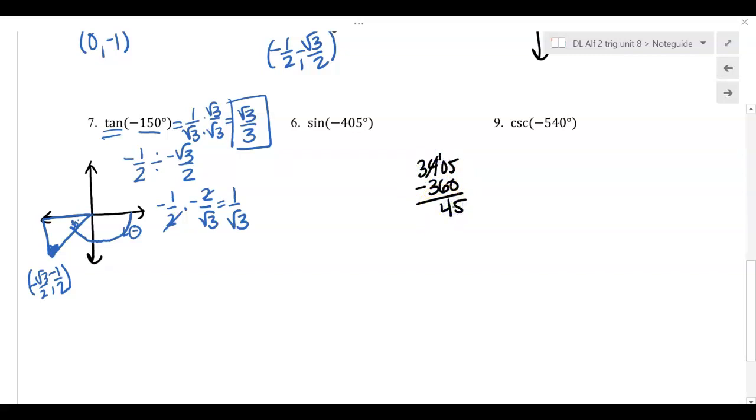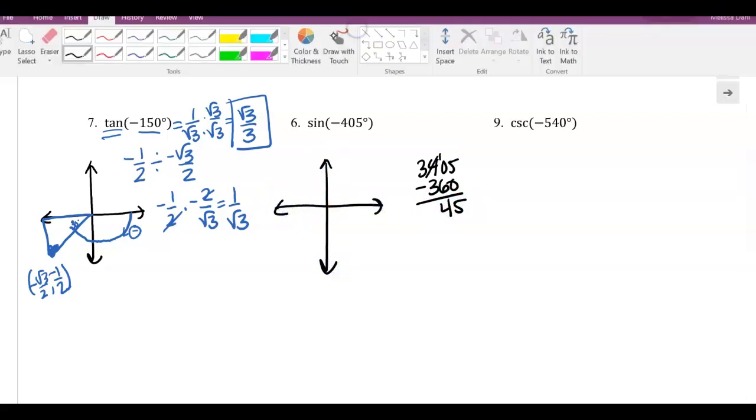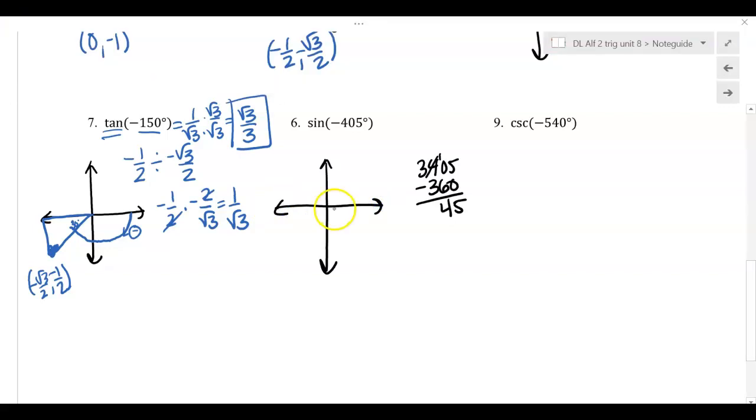So that's 45 degrees. So what negative 405 degrees means to me is in the negative direction, so make sure you're thinking in the right direction, you go around the circle one entire time and then an extra 45 degrees. So you land right here at 45.